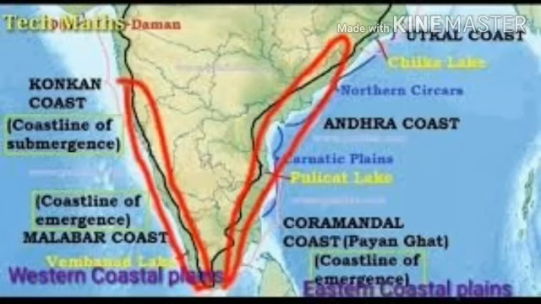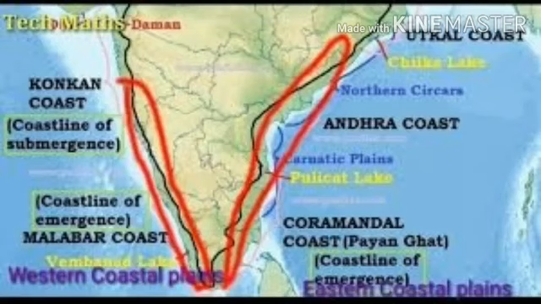Students, the northern part of the coast is called the Konkan Coast. The central stretch is called the Kannad Plain. The southern stretch is referred to as the Malabar Coast. Do you know Lake Chilika lies along the eastern coast?